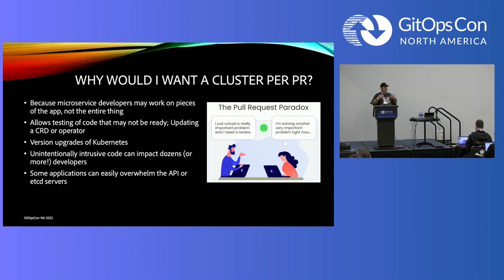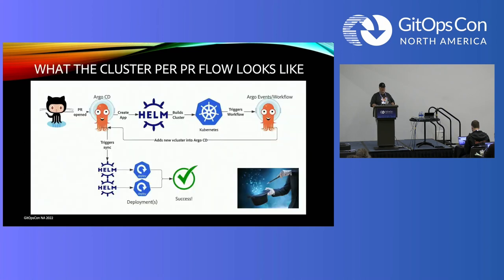So as each PR comes in, they'll have their own API server and etcd server that they run their code against. So if they have a bug in the application, they would bring down just themselves, not the entire set of potentially hundreds or thousands of developers at the size of Adobe. So some really powerful reasons why we would want a cluster per PR.